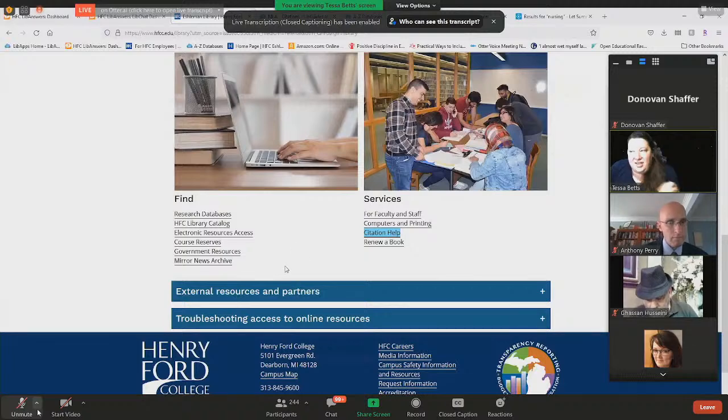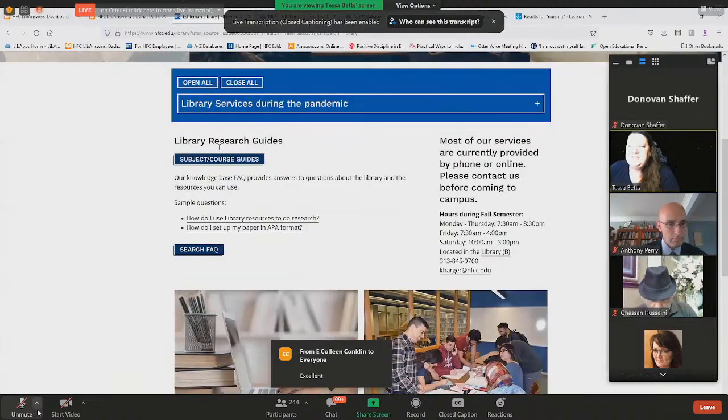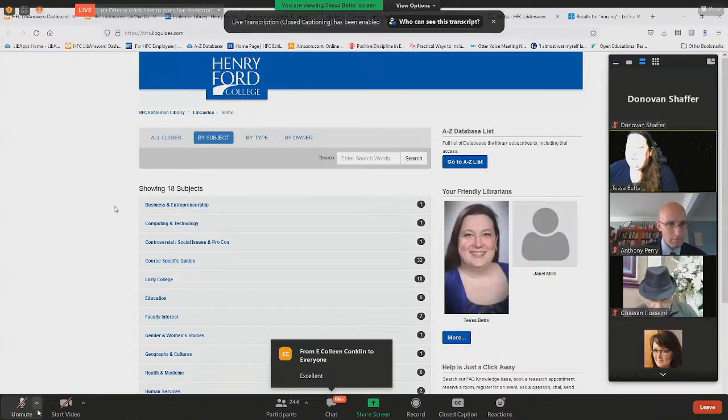But the other thing that you probably care about, besides research databases, citation help, and Ask a Librarian, is this right here, which is the library research guides. So my giant picture.